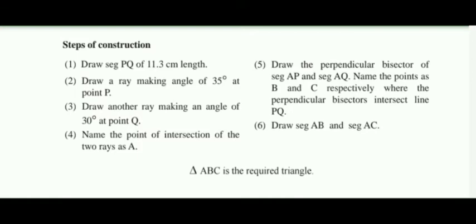So let's see. The first step is to draw segment PQ of 11.3 centimeter length. Then draw a ray making an angle of 35 degree at point P. Draw another ray making an angle of 30 degree at point Q. Name the point of intersection of the two rays as A. Draw the perpendicular bisectors of segment AP and segment AQ. Name the points as B and C respectively, where the perpendicular bisectors intersect line PQ. Draw segment AB and segment AC. Triangle ABC is the required triangle.